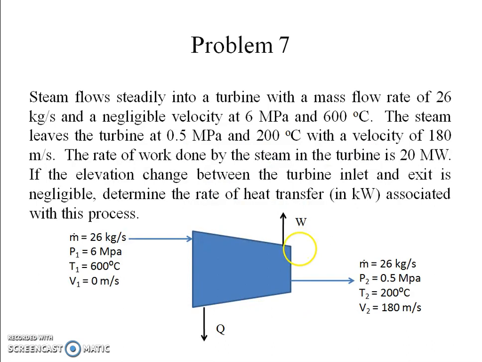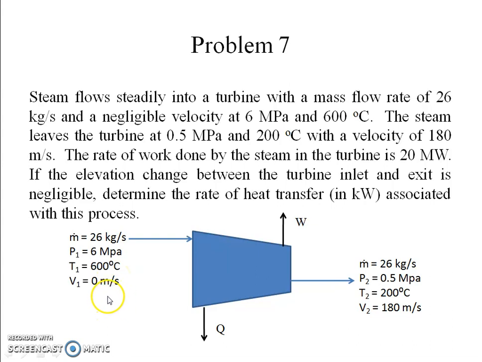So now we have a problem in which we want to find out what is the heat transfer or heat which is lost when a turbine is generating work W, and how the turbine is generating work. A steam at high pressure is entering the turbine, producing some shaft work and leaving at a low pressure. Okay, so the mass flow rate of steam is 26 kg per second, and the inlet pressure is 6 megapascal, and it is coming at 600 degrees centigrade.